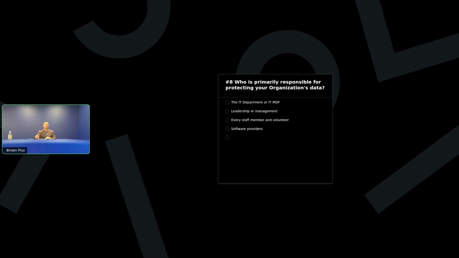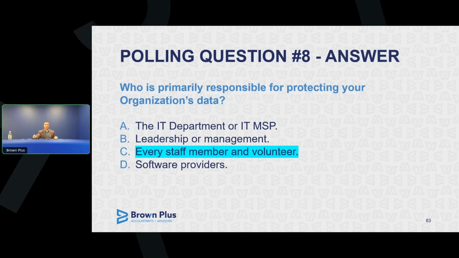Okay, last polling question. Who is primarily responsible for protecting your organization's data? Is it the IT department or your IT managed service provider, leadership or management, every staff member and volunteer, or software providers? And the answer is, I repeated this so many times, I'm hoping everyone got it. It is every staff member and volunteer.